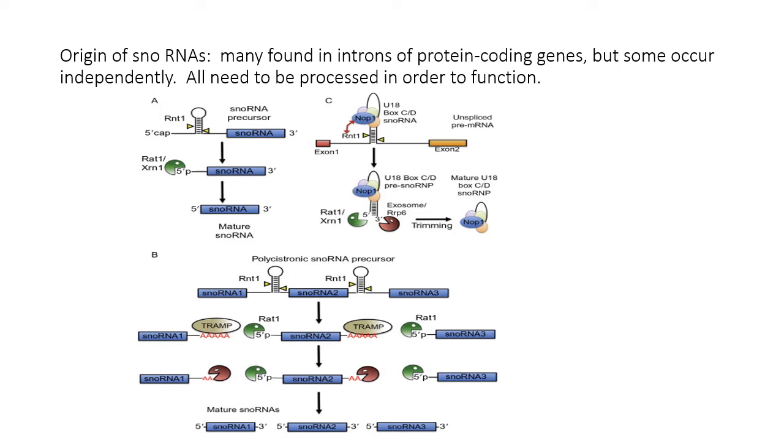So here's a snippet of where these things come from. They're actually found in the introns of protein coding genes. So they are actually, in some sense, transcribed by Pol II as part of the protein coding gene, intron, etc. But they have to be processed out of the intron by specific nucleases, and then after that they can go to the nucleus, to the nucleolus, to carry out their functions.